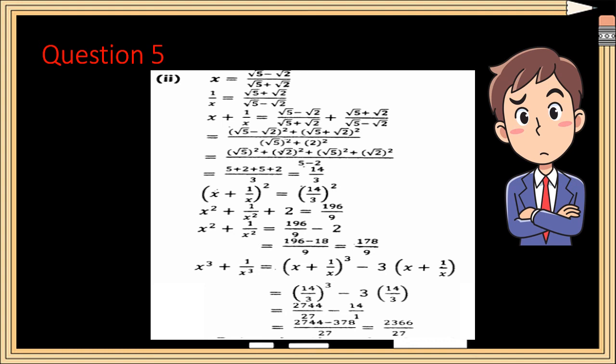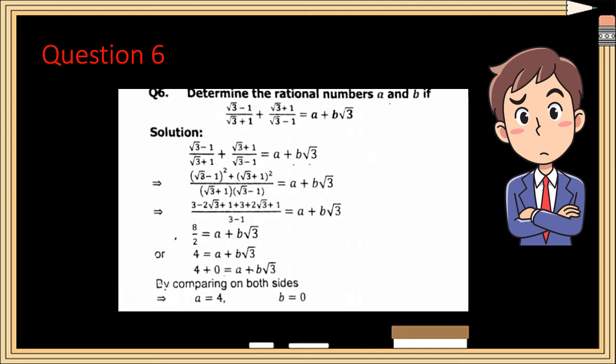For getting x cube plus 1 by x cube, the formula will be (x plus 1 over x) whole cube minus 3 into (a plus b), that is x plus 1 over x. Now just put the values. x plus 1 over x is 14 by 3, whole cube, minus 3 times x plus 1 over x, which is 14 by 3. So you will just place the values, and as an answer you will get the result.